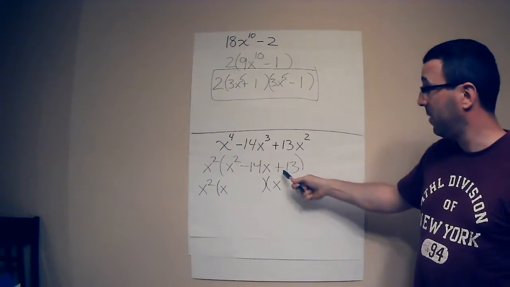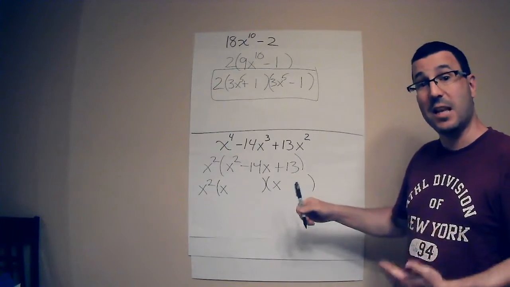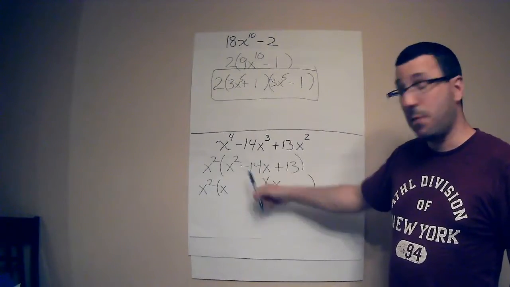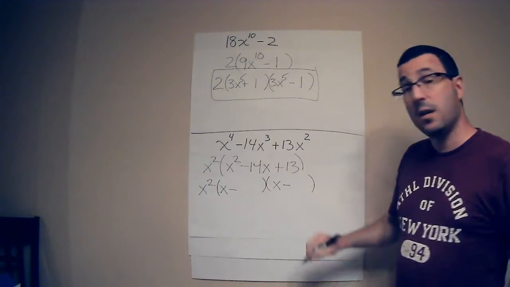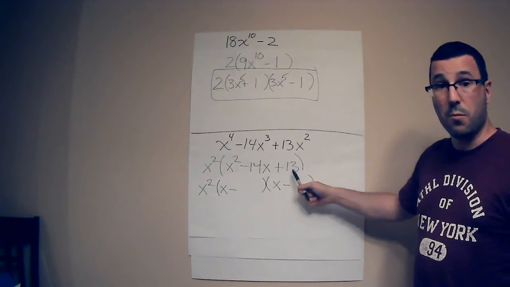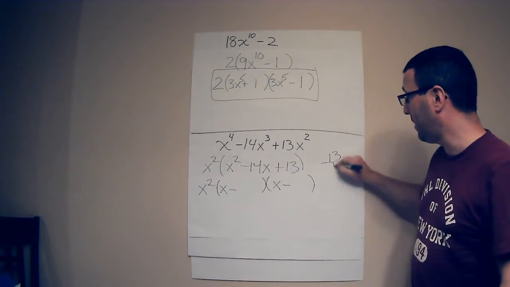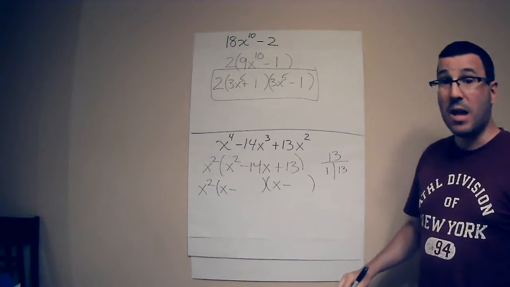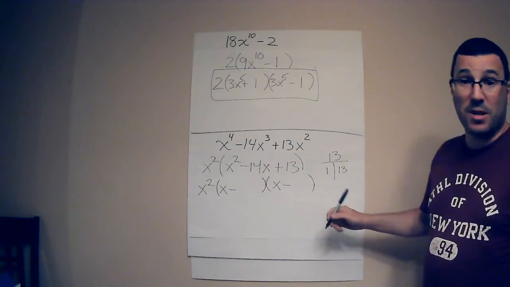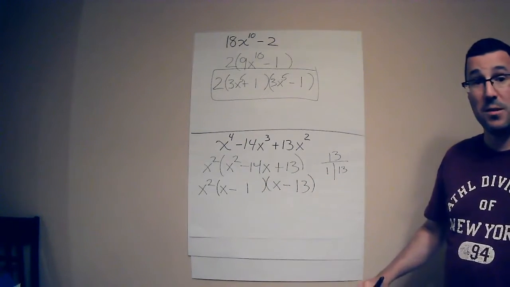I look at the last term. It's a positive number. That means the two numbers that I multiplied together have the same sign. I look to the middle term to tell me what that sign is. It's a minus, so I'm going to put a minus in both parentheses. Next I have to go and say, well, what numbers multiply out to 13 and add to 14? Well, here's where it gets nice. My only option is 1 and 13, because 13 is prime. And luckily, 1 plus 13 equals 14. Put a 1 in that parentheses, 13 in that parentheses, and I'm done.